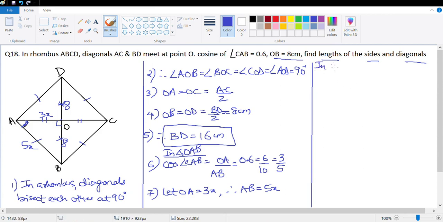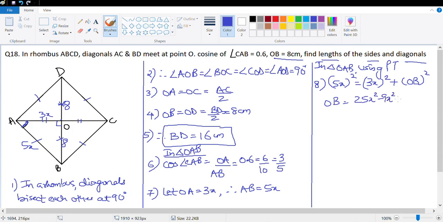So in triangle OAB using Pythagoras theorem, what I get is 5x whole square is equal to 3x whole square plus OB square, which means OB square would be equal to 25x square minus 9x square, which is 16x square, which means OB is equal to 4x. So 4x is equal to 8 centimeter, which means x is equal to 2 centimeter. Done.